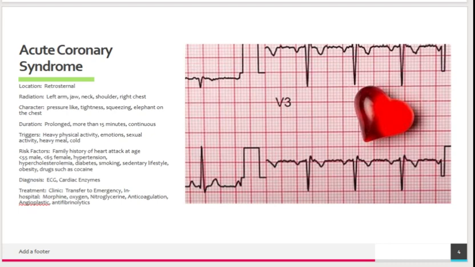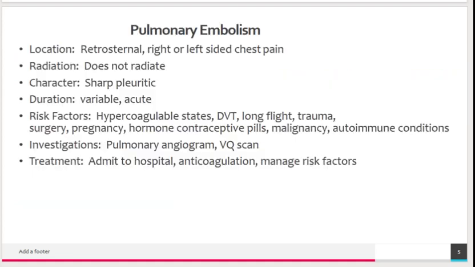The main investigations which aid in the diagnosis of ACS are electrocardiography and cardiac enzymes. If such a patient presents at the setting of a clinic, our main goal is to transfer them to emergency after giving them antiplatelets and nitroglycerin. In hospital, the treatment focuses on revascularization.